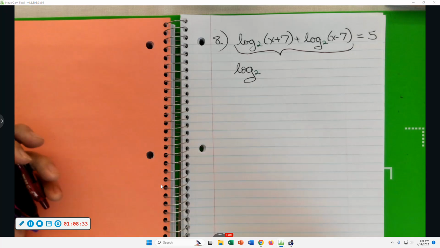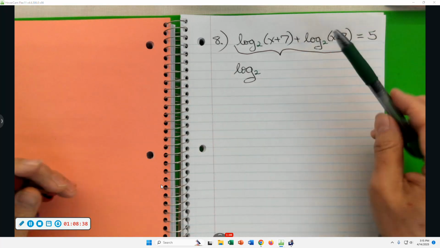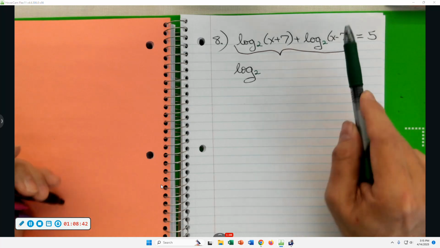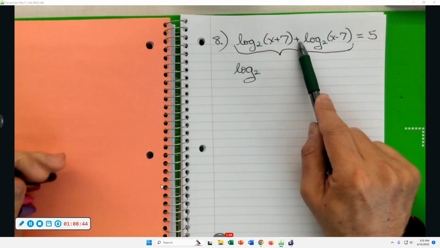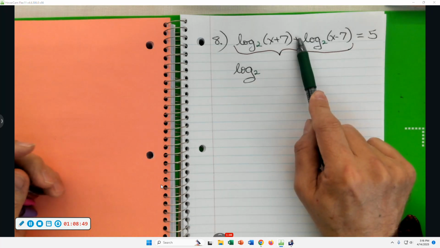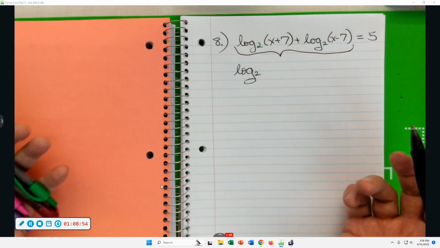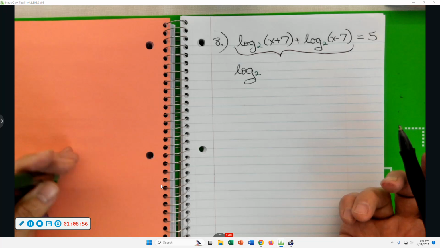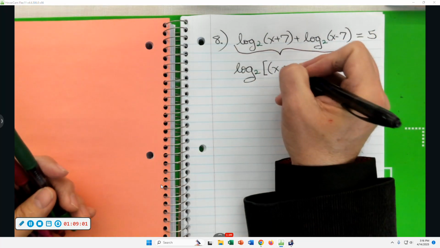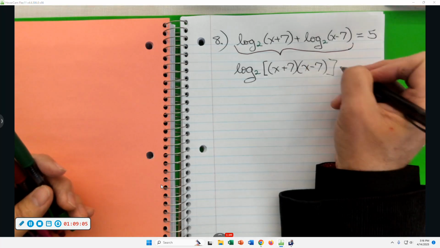Do I need a fraction bar? No. Well, wait a minute. I see a minus there, but that's not the minus you look at. You're looking at the sign in front of the logarithm, the sign that connects the logarithms. That's a plus, so you're not going to divide. The only other option, if you're not going to divide arguments, you have to multiply. So you have x plus 7 times x minus 7.